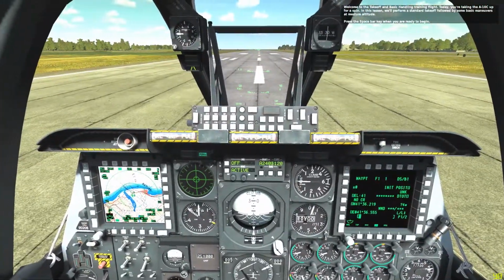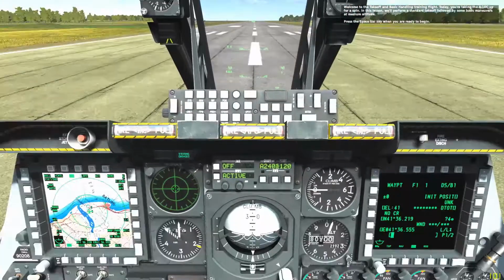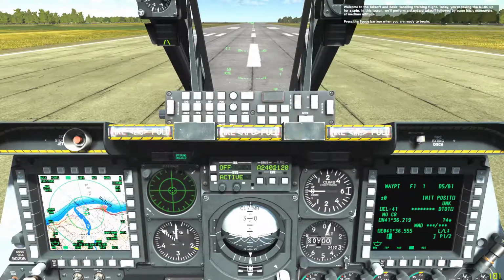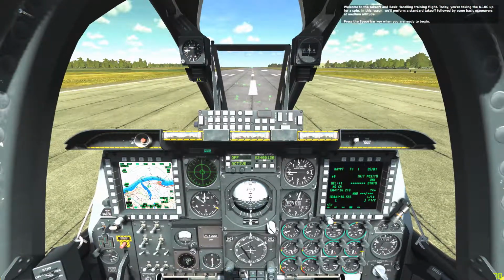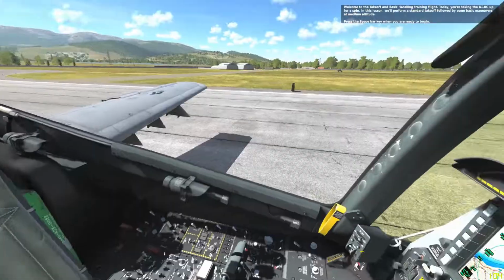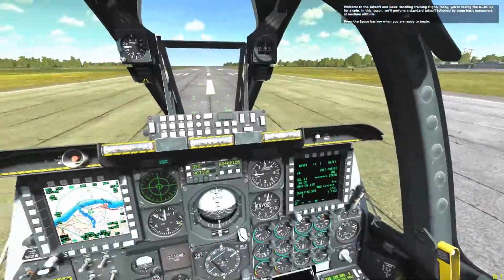Welcome to the Takeoff and Basic Handling Training Flight. Today, you're taking the A-10C up for a spin. In this lesson, we'll perform a standard takeoff followed by some basic maneuvers at medium altitude. Press the spacebar key when you are ready to begin.